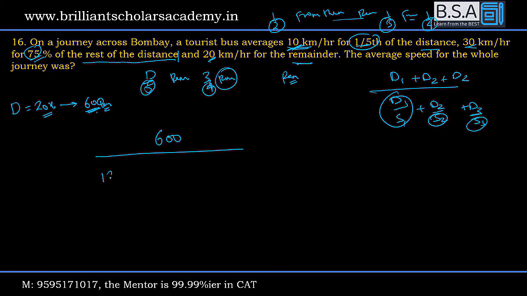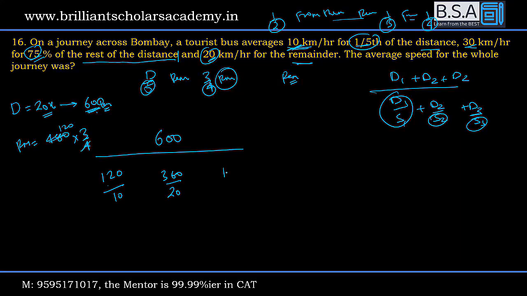1 by 5 is 120. How much remains? Remaining is 480. This 120 kilometer is on the speed of 10. From the remaining we calculate 75%. 75%, 3 by 4. Cancel 120. So how much remains? 360. At how much speed? 20 kmph.